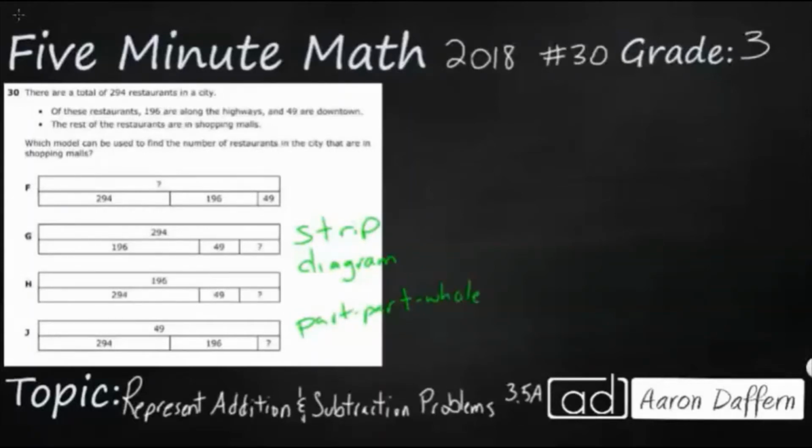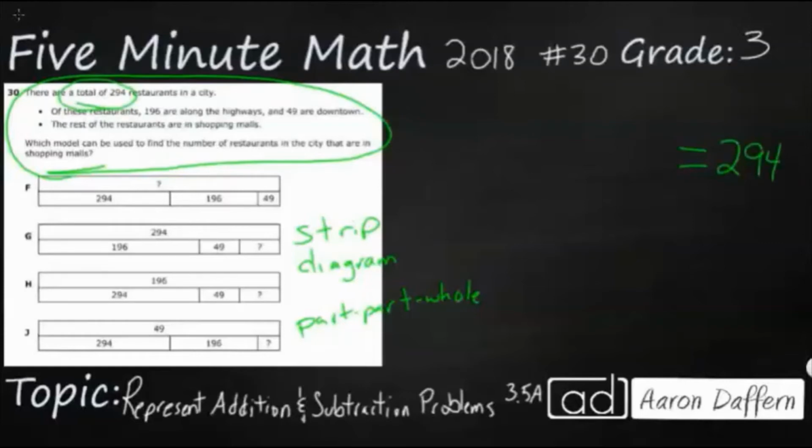So we need to have a picture, a representation of our problem situation up here. So let's see if we can figure this one out. I'll write an equation first, and then we're going to match that to the correct strip diagram. There are a total of 294 restaurants. So when they give you this total right here, I'm just going to go ahead and put a equals 294. Because when they use this word total, that lets you know that that's going to be on one side of the equation. Remember, the equation needs to balance out.